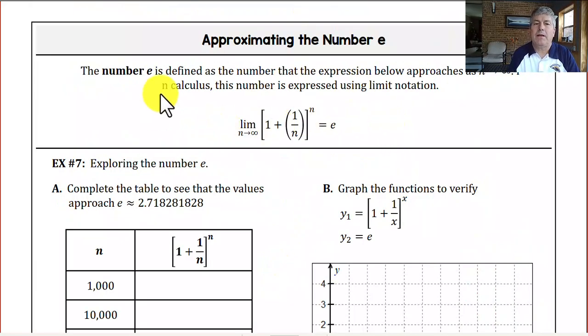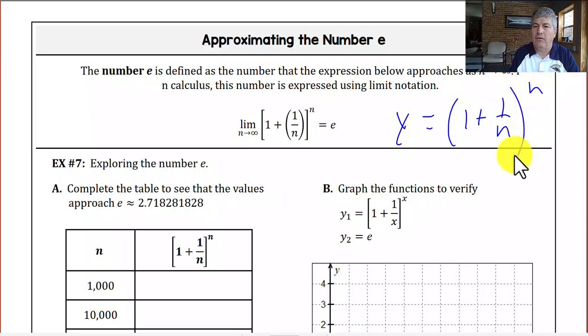We can approximate the number e by using the limit formula below. So the limit as n approaches infinity of 1 plus 1 over n, that quantity all raised to the n, is equal to e. So that means if I put this in my calculator as y equals 1 plus 1 over n all raised to the n, the graph of this will have a horizontal asymptote at y equals e.